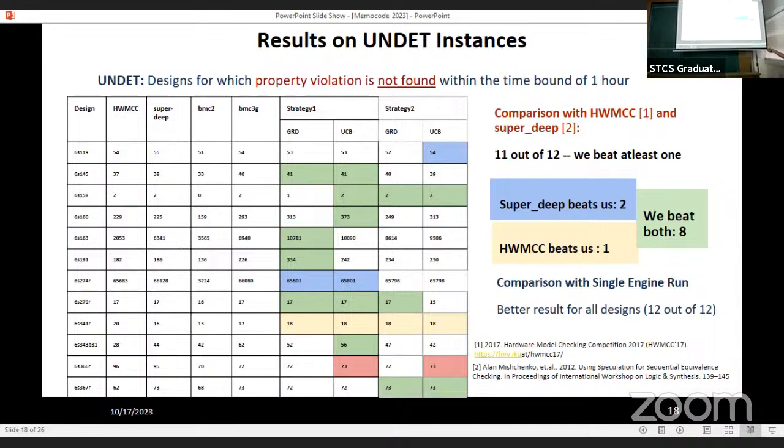On these benchmarks on which nobody is able to find a counterexample, the green ones essentially show that, 11 out of 12, we beat at least one of them, and we are always better than single engine runs. The Super Deep tool from Berkeley beat us on 2 occasions, and HWMCC beat us on 1 occasion. So we tried to examine what was the nature of clauses for which this partition did not work.